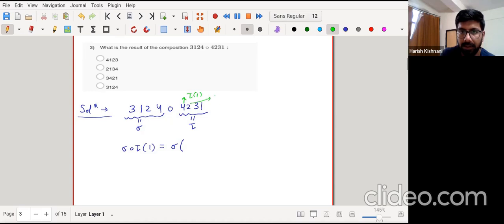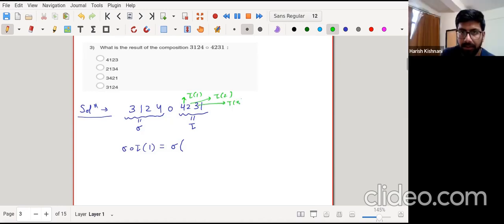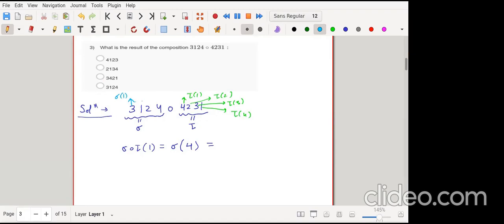This is tau of 2, this is tau of 3, and this one is tau of 4. Okay. So sigma of tau of 1. So tau of 1 is 4. Now sigma of 4 is... Now it's easy, right? I have revised the definition again. What is sigma of 4? 4. Yeah, so 4.